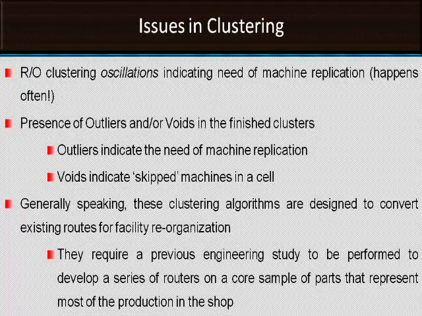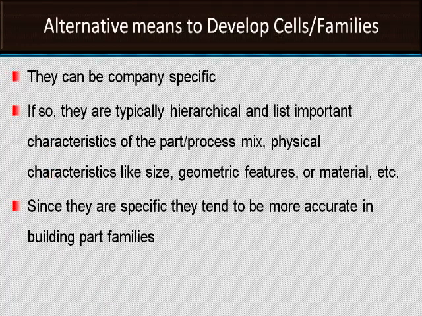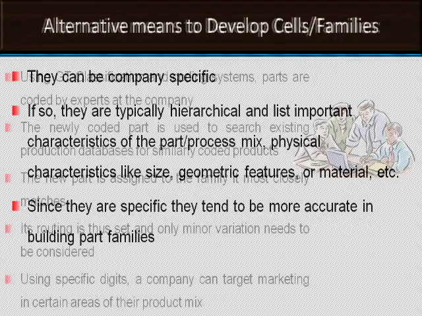Alternative means to develop cells and families can be company specific. If so, they are typically hierarchical and list important characteristics of the part or process, or a mix. Physical characteristics like size, geometrical features or materials can also be considered. Since they are specific, they tend to be more accurate in building part families.